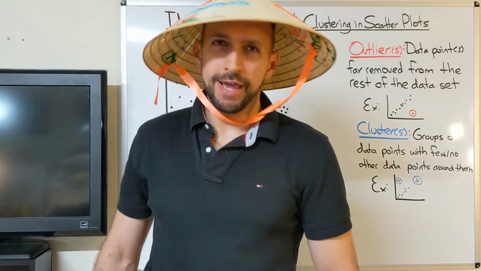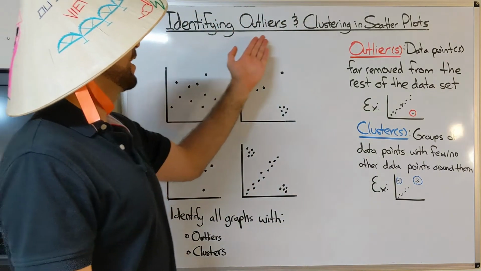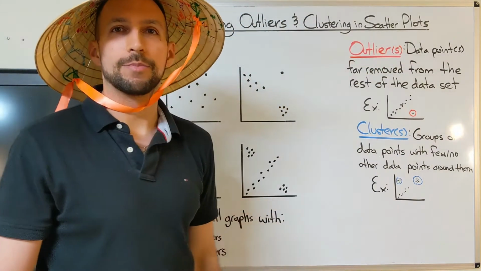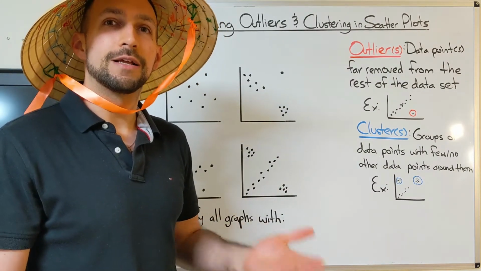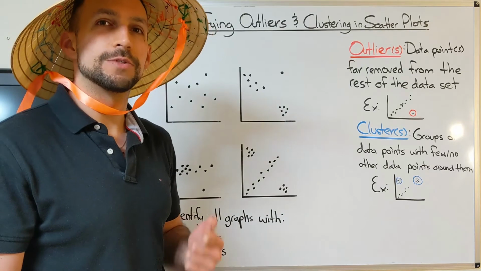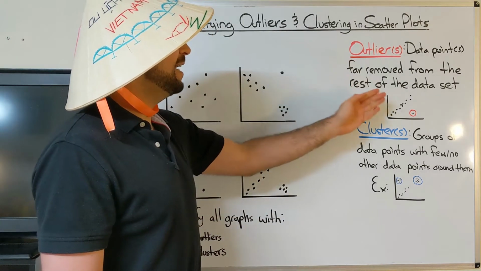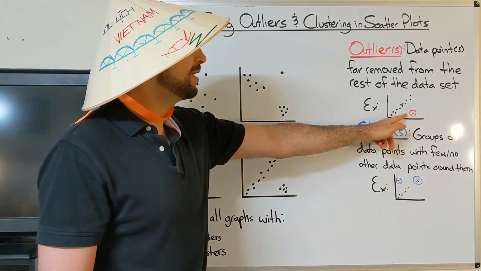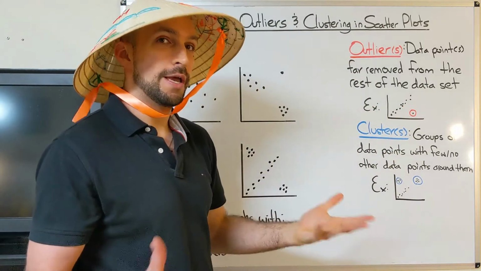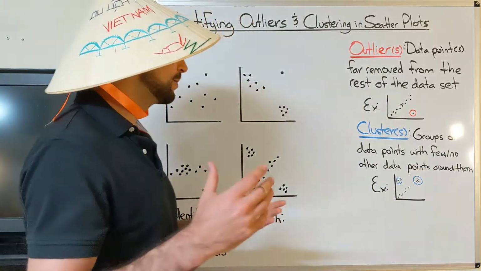Good morning, my students, and welcome to another episode of Math and Silly Hats. Today we're going to be identifying outliers and clustering in scatter plots. Before we start, let's make sure we know what outliers and clusters are in terms of a graph of a scatter plot. An outlier is a data point that's far removed from the rest of the data set. So this can be still on the line of best fit, but it has to be very far distant from all the other data points.